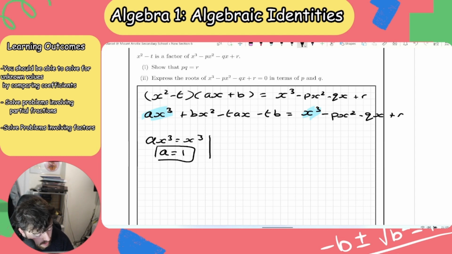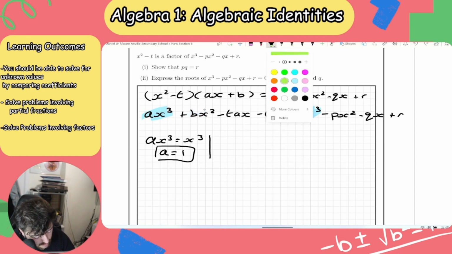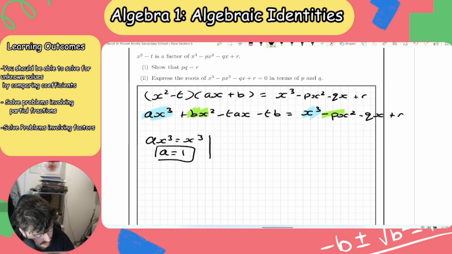Let's equate my x squareds. I don't have any other x squareds, so I have this bx squared here. That is going to equal minus px squared. So bx squared is equal to minus px squared. Therefore, b is equal to minus p. Okay, so not quite what I'm looking for. I'm looking for pq is equal to r, so I don't need any a's or b's or anything yet.